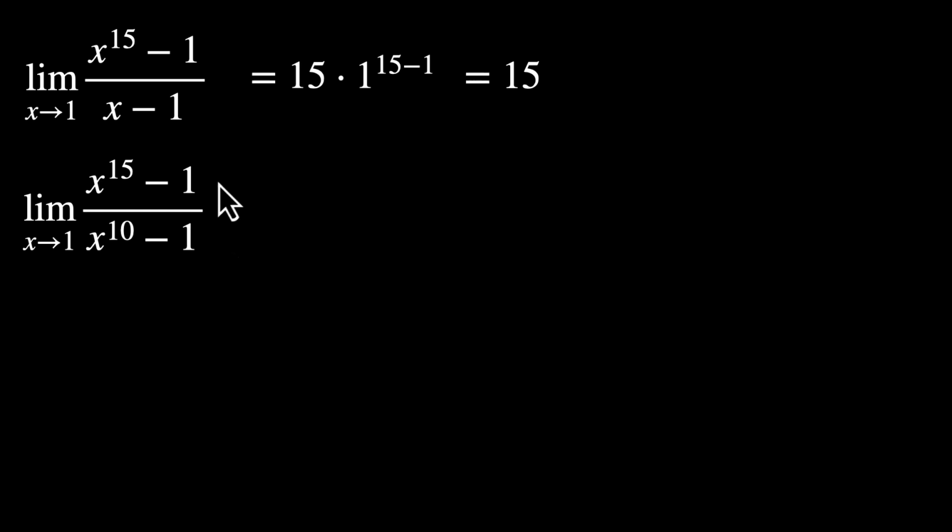Okay. Now to use the formula, we need this form: (x^n - a^n)/(x - a). We have the powers, we have the numerators, but we don't have the denominators. So let's make that happen. Let's multiply and divide by x minus 1. This is what we get.